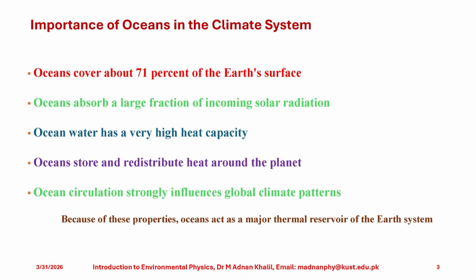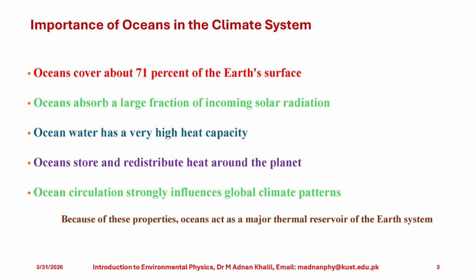Oceans are one of the most important components of the Earth system. They cover about 71% of the Earth's surface, so naturally they interact strongly with solar radiation and the atmosphere. Ocean water has a very high heat capacity, which means it can absorb large amounts of heat without changing temperature very quickly. Because of this, oceans act as a major thermal reservoir.